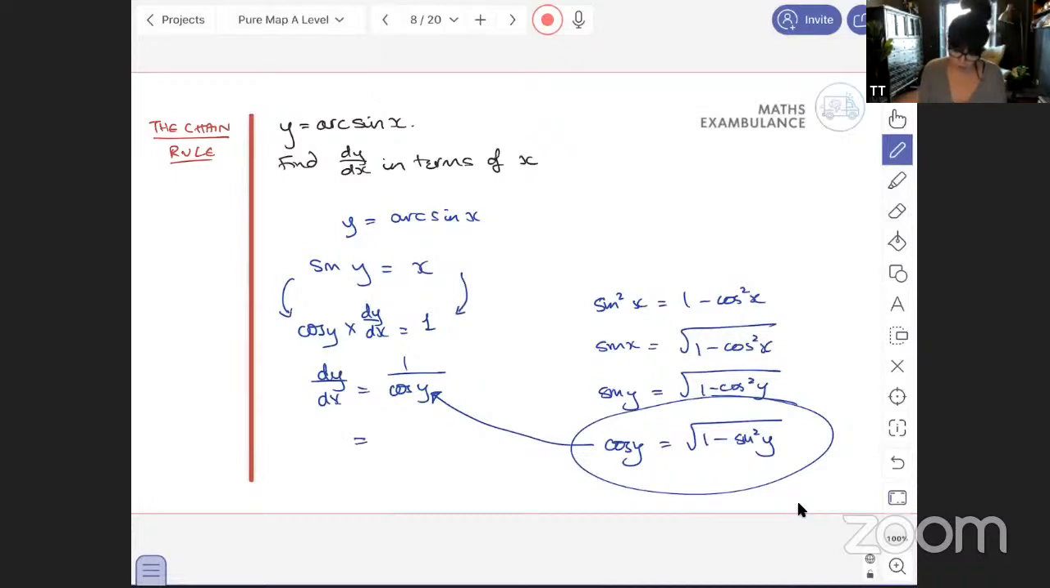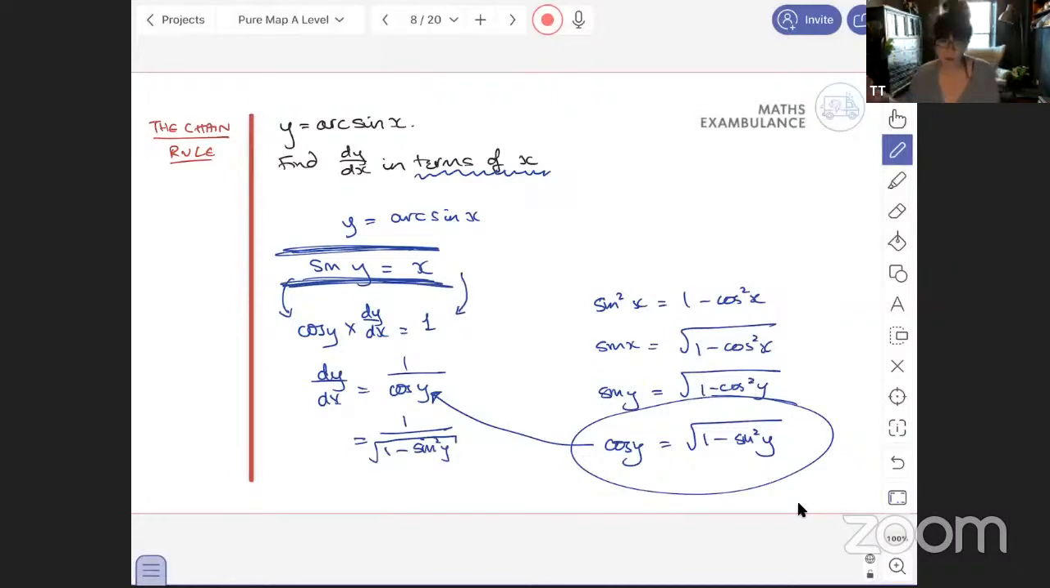Why is that helpful? Why would I want to do that? What was wrong with cos? It's because I need to use this guy here. Sine y is x. It said in terms of x. So it's no good leaving it as 1 over cos y. That's not in terms of x. But I've got all my trig, so I can use all my trig, and then I can replace this sine y here with x, and I get the answer. Boom.